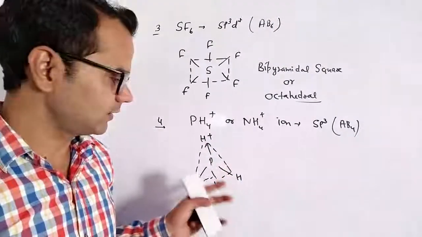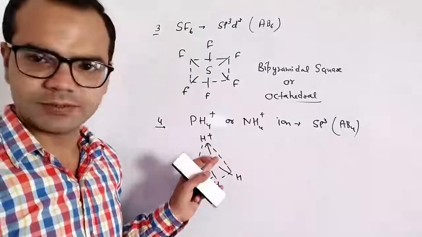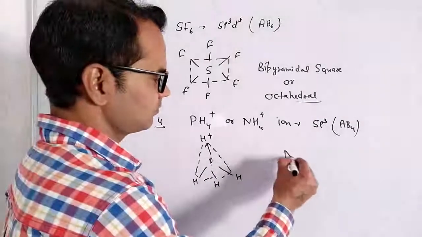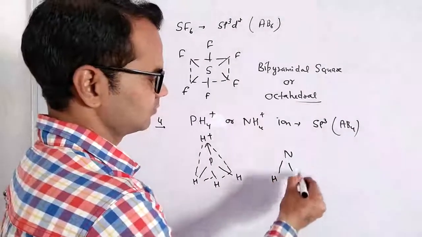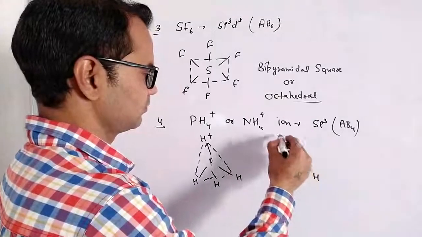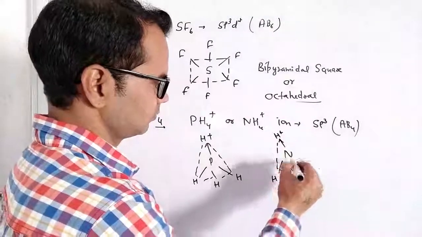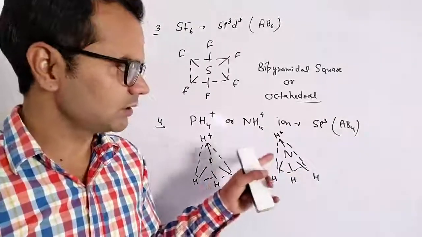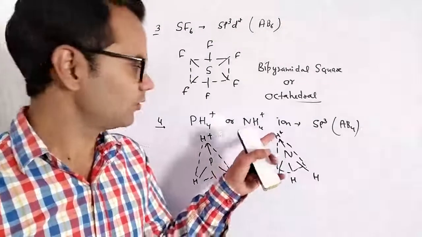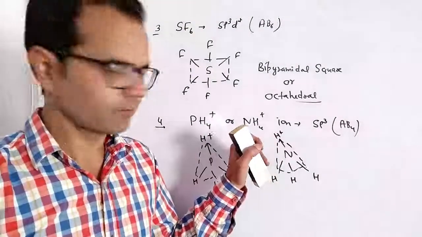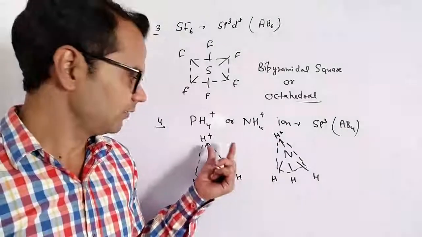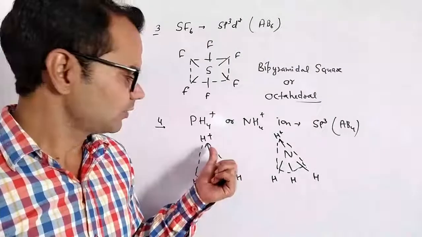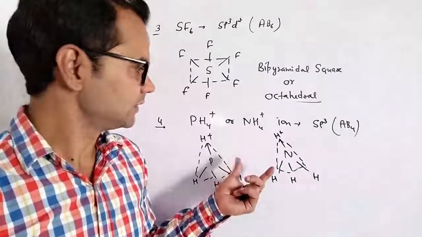In the phosphonium ion there are 3 covalent bonds and one coordinate bond. Same case is in the ammonium ion. So both are tetrahedral in shape, and both are formed by protonation of phosphine or protonation of ammonia. That's why we represent one coordinate bond in both structures. Three are covalent bonds and one coordinate bond is there in both structures.